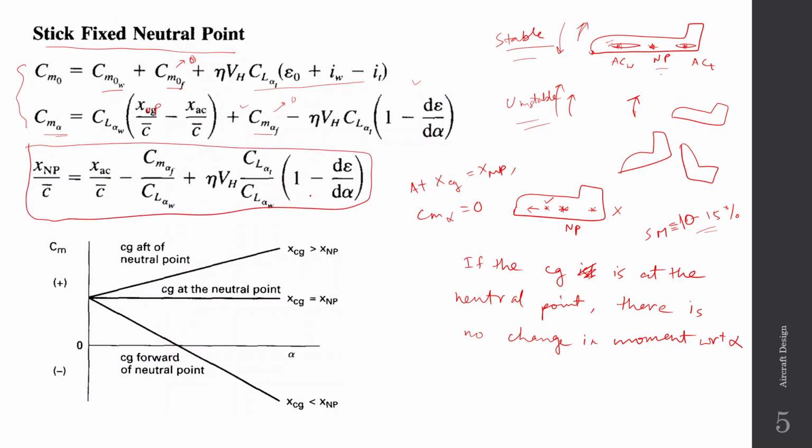As I told previously, you can see from this formula that the neutral point is kind of like the overall aerodynamic center of the aircraft. This first part is the aerodynamic center of the wing, right? And this second part is the aerodynamic center of the tail. But the tail is at some distance from the wing, right? So the distance effect is taken care of by this VH term, so that ultimately we get the neutral point as the overall aerodynamic center.